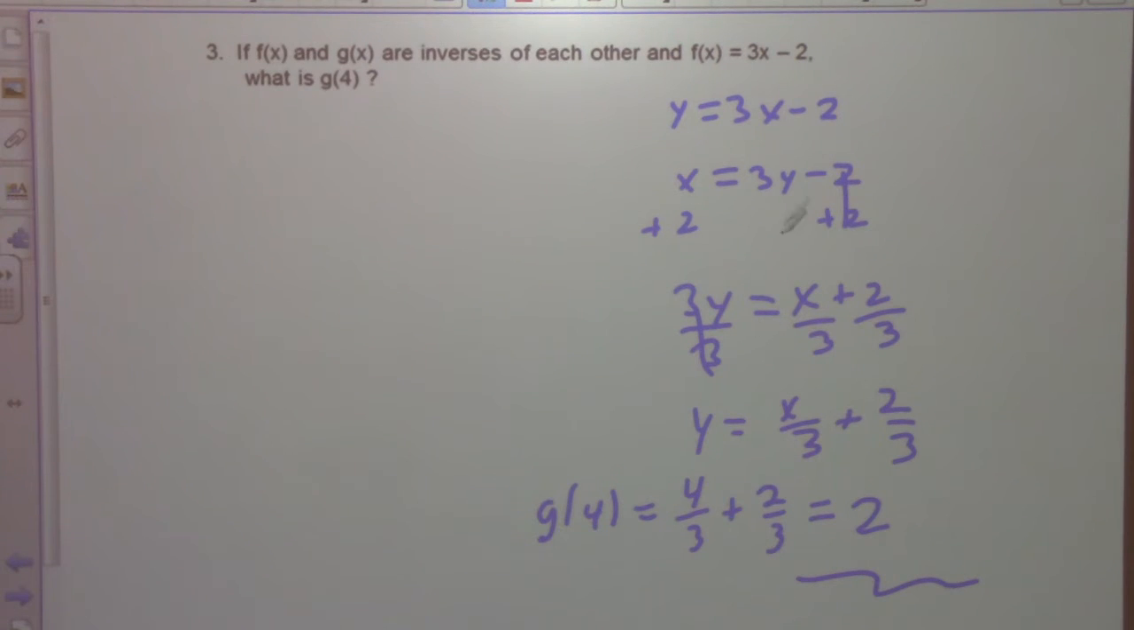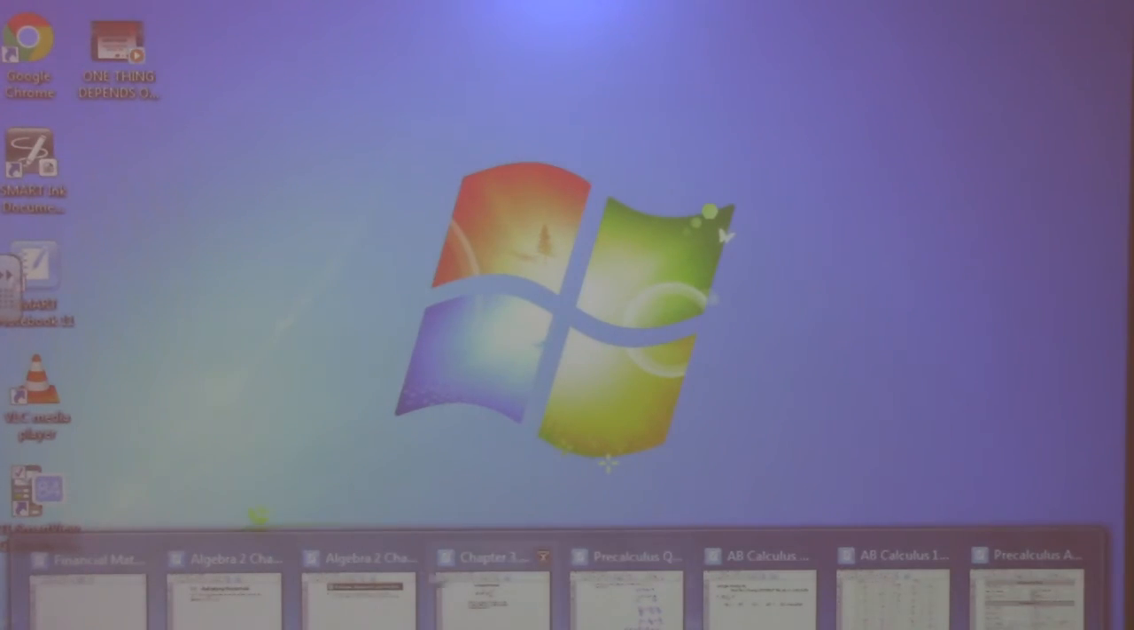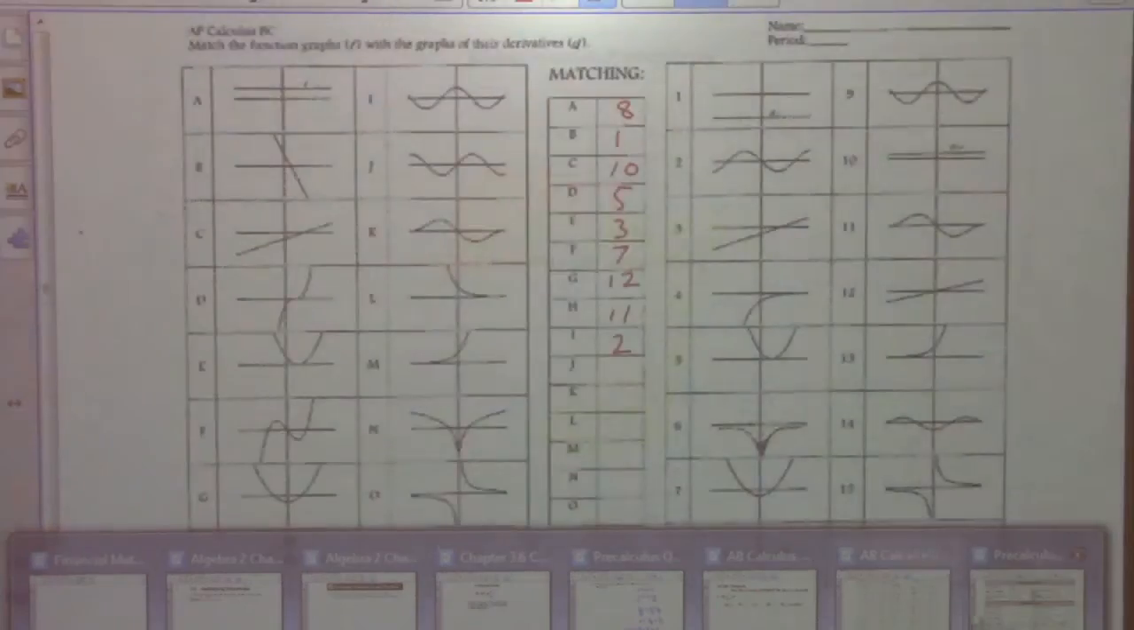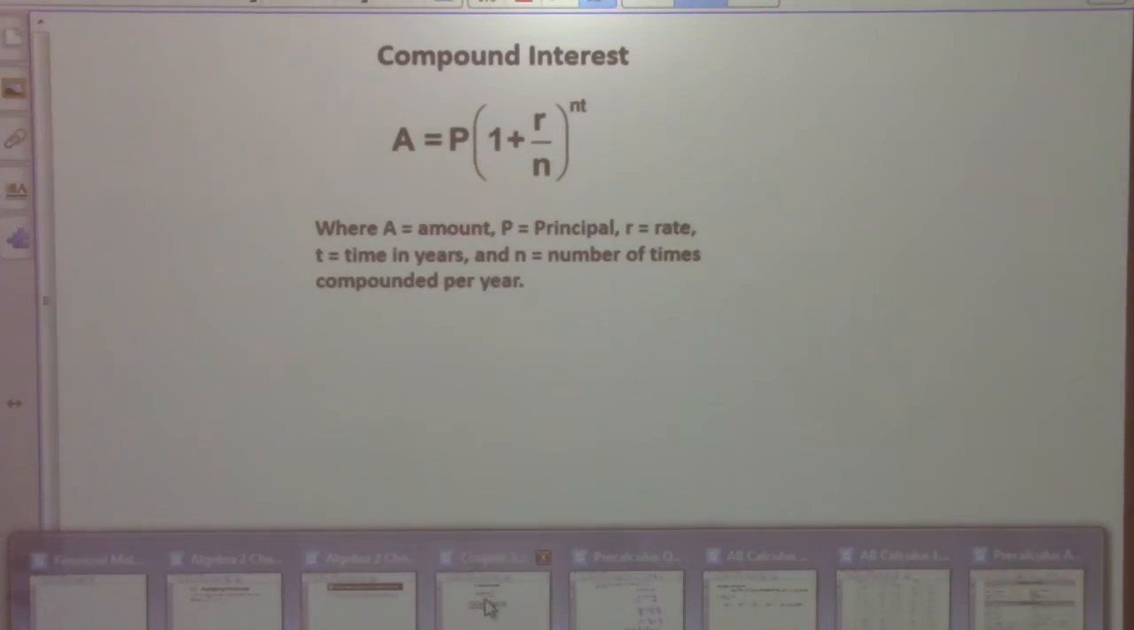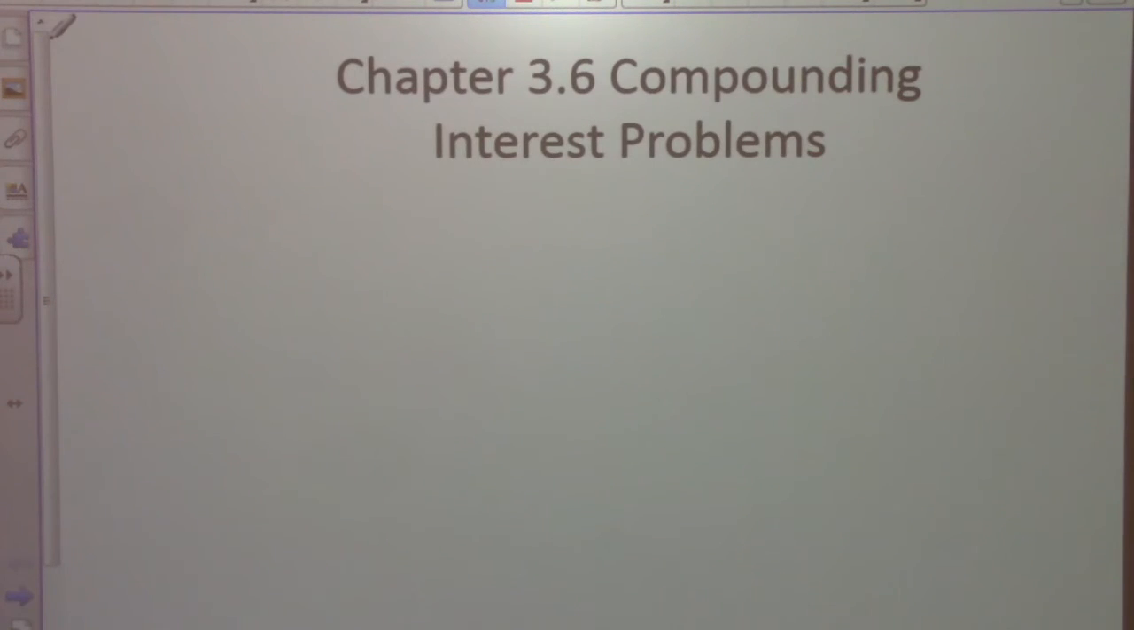So that's that. Now, today with the remainder of class, we're going to be talking about these kinds of problems. We're going to talk about compounding interest problems.